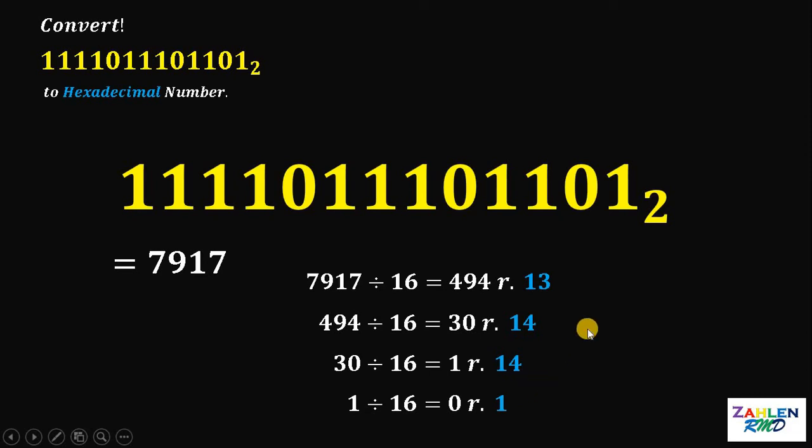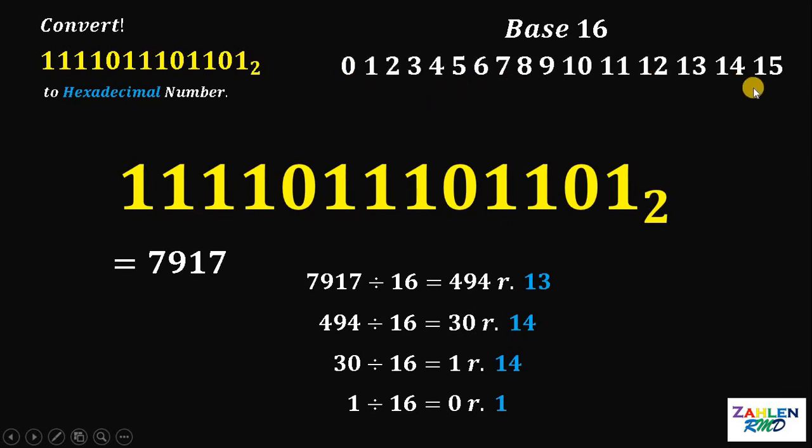Now, at this point, take note that in base 16, we have 15 numbers. So, namely, we have 0 to 15. But, in base 16, we use letters. So, from 0 to 9, we use the same thing, 0 to 9. But in 10, we use A. 11, we use B. 12, we use C. 13, we use D. 14, we use E. And 15, we use F.